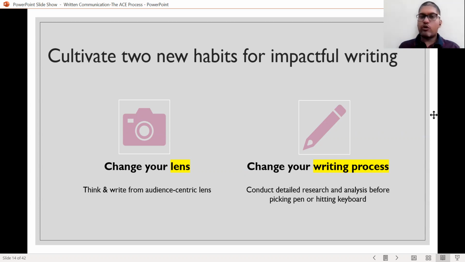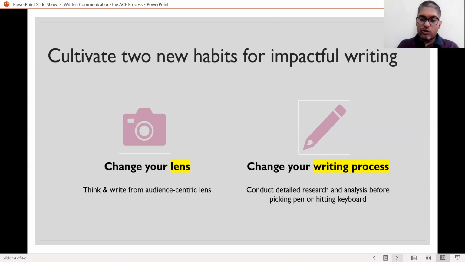You may need to write multiple documents to reach multiple audiences, if that be the case. Otherwise, if it is a single document written with an audience-centric lens, a very focused document, it will be really helpful. And two, usually as soon as we have to write a document, we start writing. That is not helpful. What we are asking you to do is to change the writing process. Even before you hit the keyboard or pick up the pen, you need to do a detailed research and analysis of the data. From this research and analysis, you then go to the stage of understanding who the audience are and what you need to write for them.